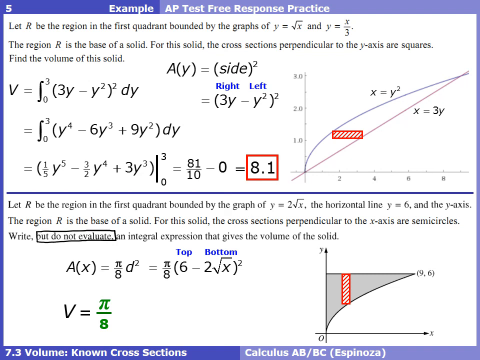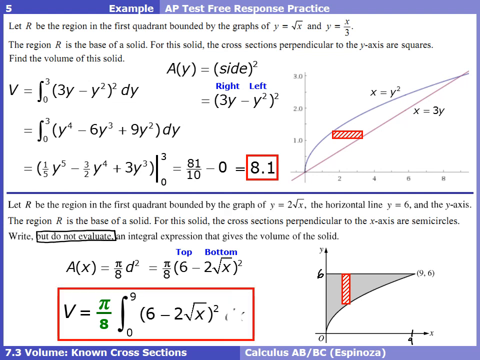So we've got to put pi over 8 in front of our integral. Careful here, we're going to go from 0 to 9 since we're doing everything in terms of x. Don't go from 0 to 6, we're going to go from 0 to 9. Our area again is 6 minus 2 square root of x, all squared. And then don't forget to put that final thing on there to show that we're integrating with respect to x. So don't forget the dx.